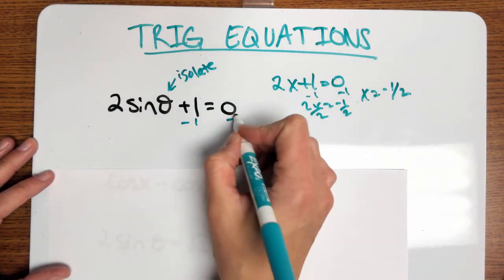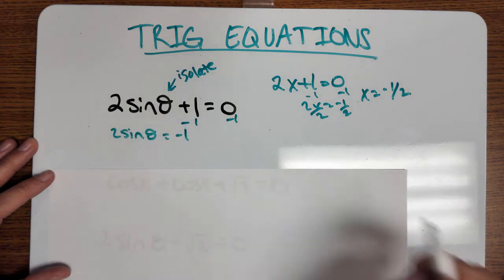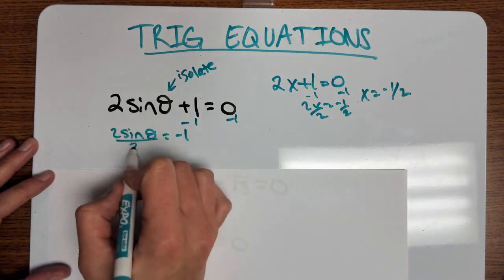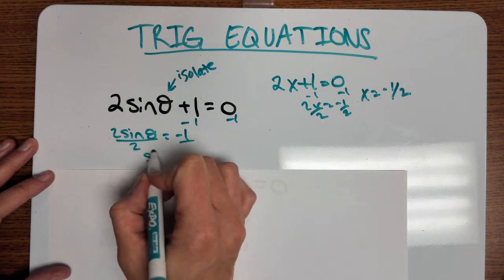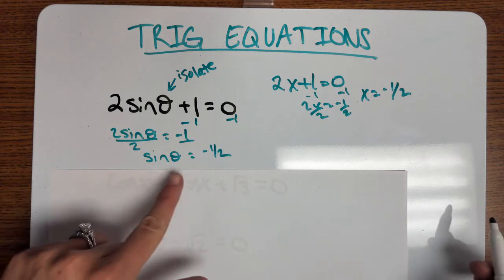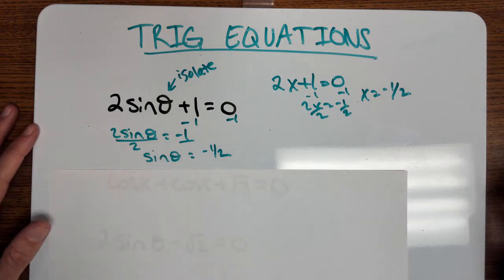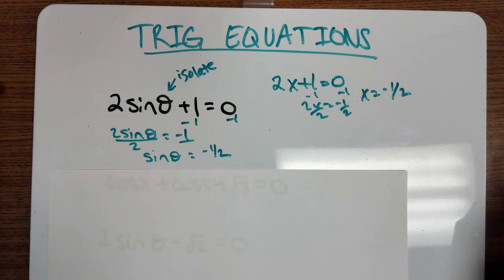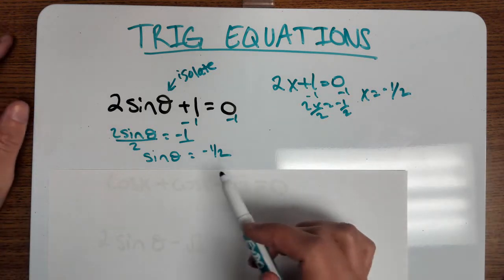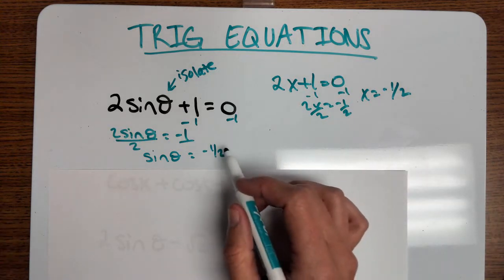We'll subtract 1, so that leaves 2 sine of theta is negative 1, divide everything by 2, that gives me sine of theta is negative 1/2. We're looking for theta, and we do not see an inverse sine, so that tells me that it is not restricted. So if we're thinking between 0 and 2 pi, how many times is sine negative 1/2? That happens twice. So we're going to find those two angles.